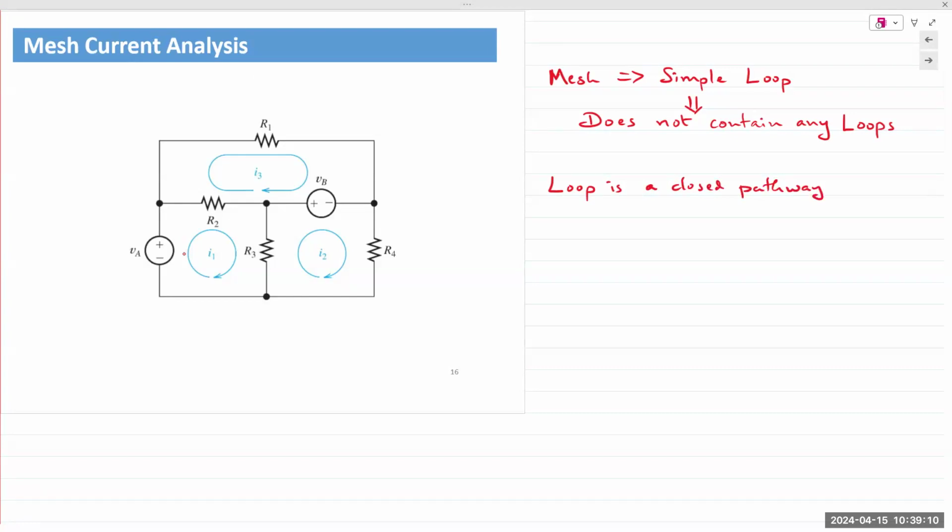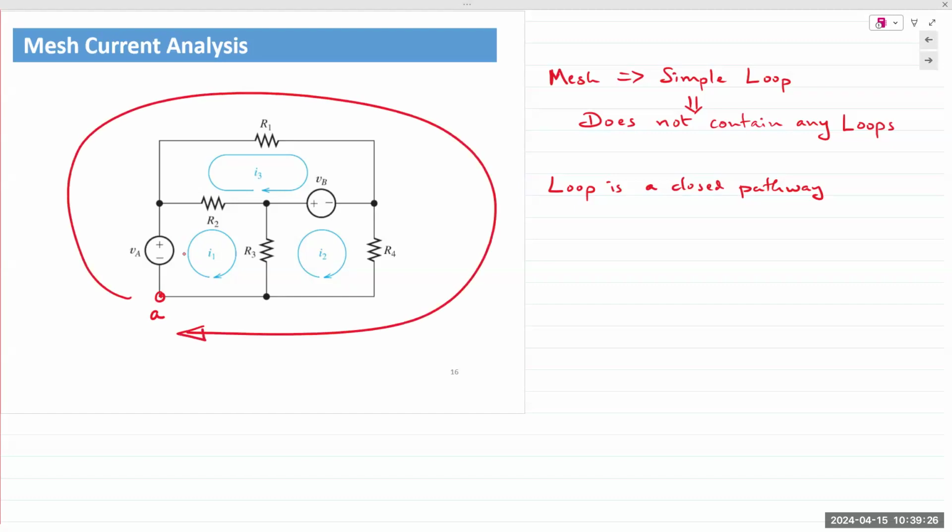For instance, if I write the bottom left corner as node A as an example, and I start going around the electrical pathways and come back to that exact same point, that comprises a closed pathway, and that closed pathway is known as an electrical loop. But that is not the only pathway. I could take multiple pathways around the circuit and come back to the exact same point.